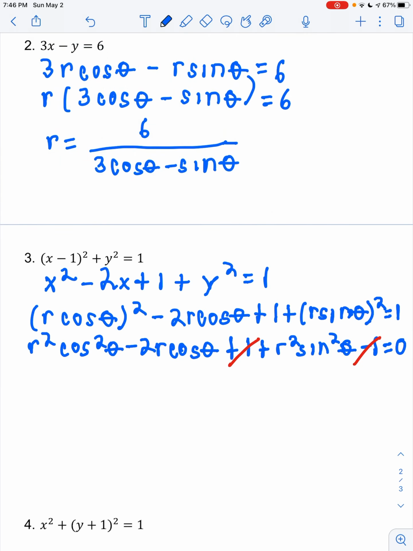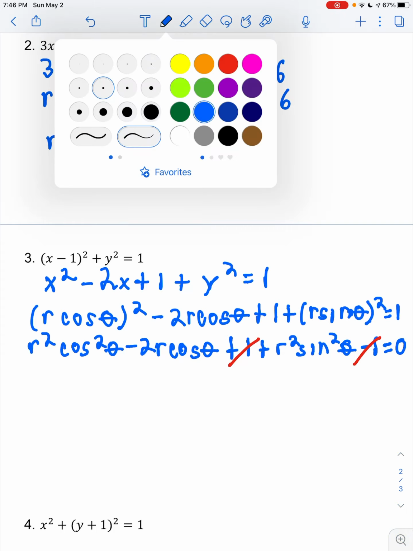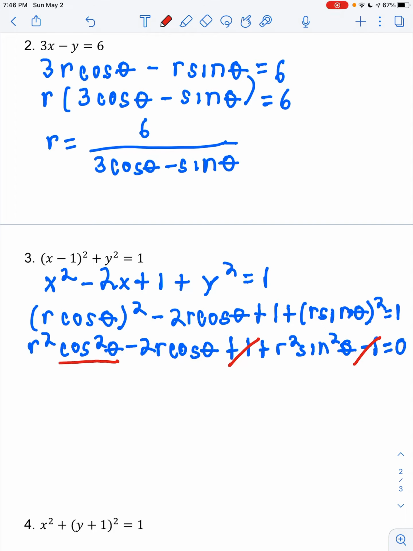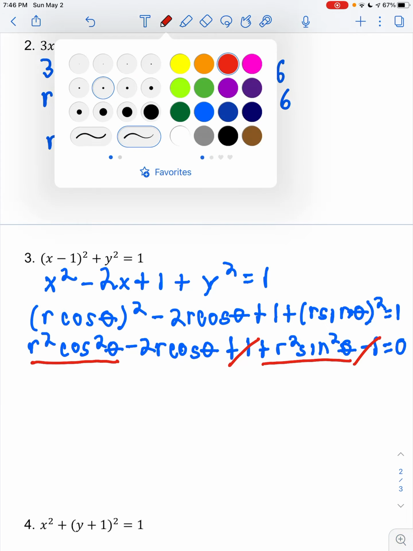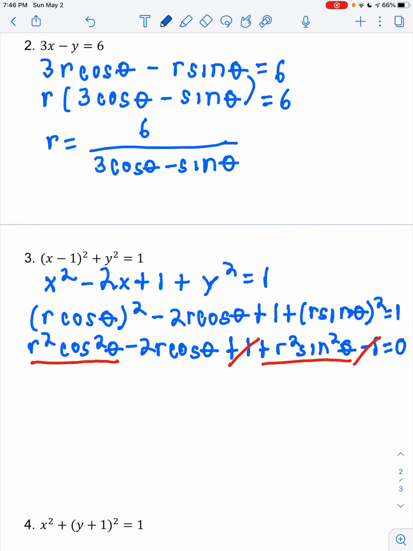And so now I'm going to do a little creative regrouping. I am going to group together the r squared cosine squared theta and the r squared sine squared theta together, and I'm going to factor out, well, let me do that first.